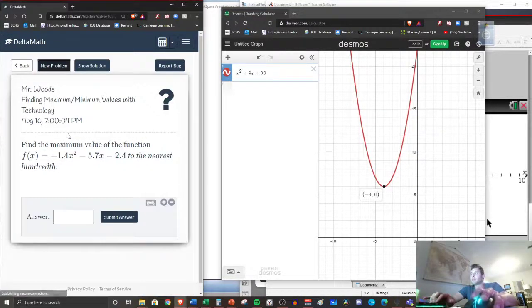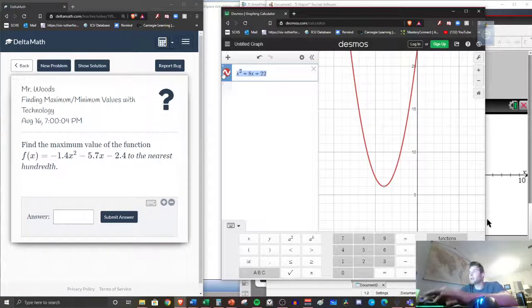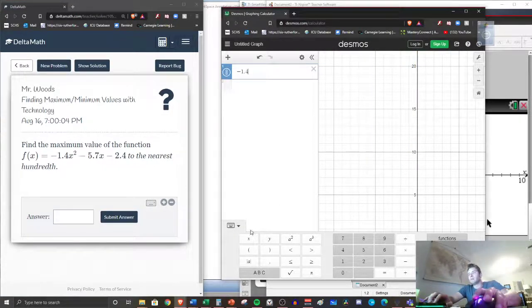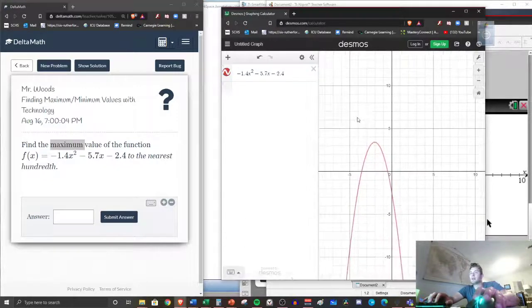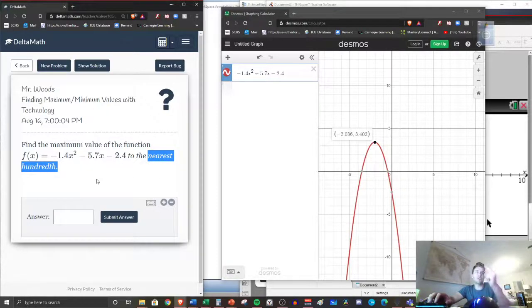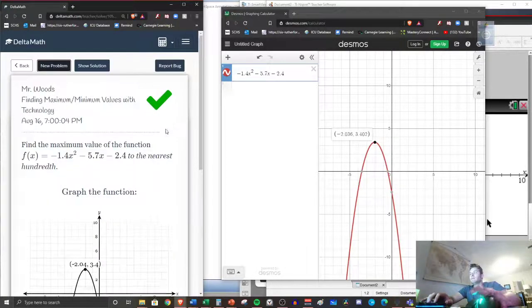Let's try that again with this question here. This one has decimals. So negative 1.4 x squared. Again, you can do this on your phone. Minus 5.7x minus 2.4. Okay, and this one wants the maximum value. So I'm going to go here, click, done. Round it to the nearest hundredth. That means to 2 decimal places. So I'm looking right here, 3.402. Well, I would round that to 3.4 because the 2 doesn't round up. So 3.4. Submit. Got it.